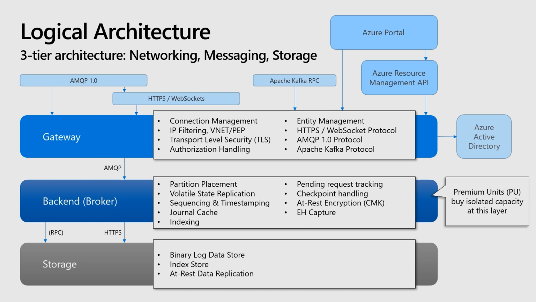And then the backend does a bunch of work related to the messaging, meaning taking the messages and putting that on disk and organizing it, and the storage backend then deals with actually putting it on disk. So there's a relationship here between the backend and the broker. We'll talk about that. The premium units that you're buying with Event Hubs Premium buy isolated capacity at this layer, at the backend layer. Right? The rest is always shared. The gateway is always shared.